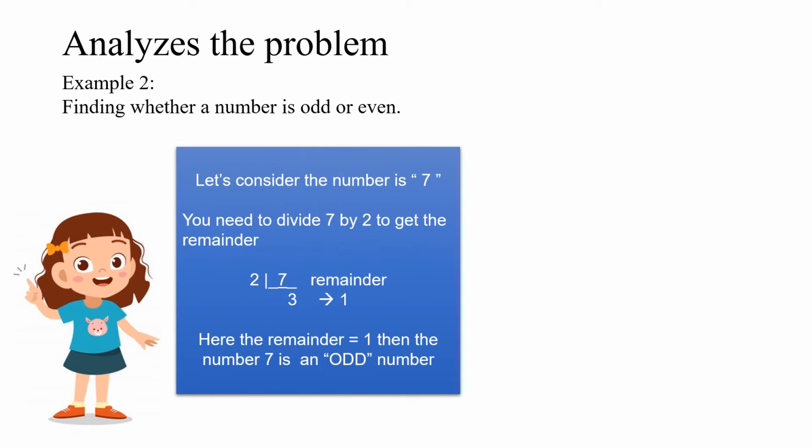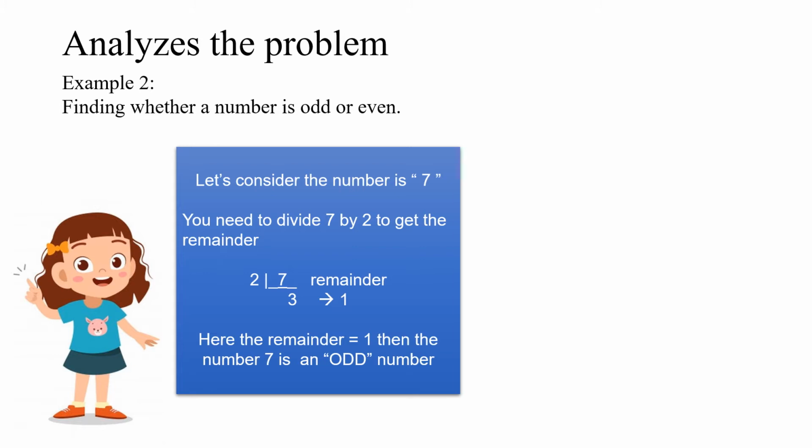To find whether a number is odd or even, we divide the number by 2 and get the remainder. If the remainder is equal to 0, then it is an even number. If the remainder is 1, then it is an odd number. As shown here, when 7 is divided by 2, we get remainder 1. Then we can decide the number 7 is an odd number.